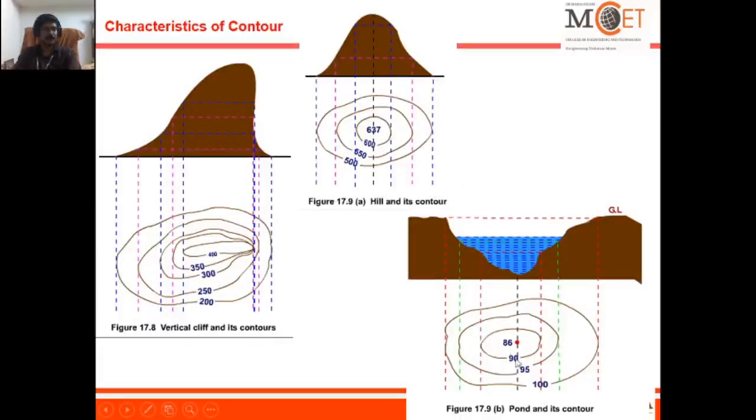Based on the values represented in the contour map, you can judge what type of feature it is. If you see such a thing, there is a cliff here. If you see this, it is a pond. If you see an increase towards the center, it is a hill. This you have to remember, that is the characteristics of the contour.